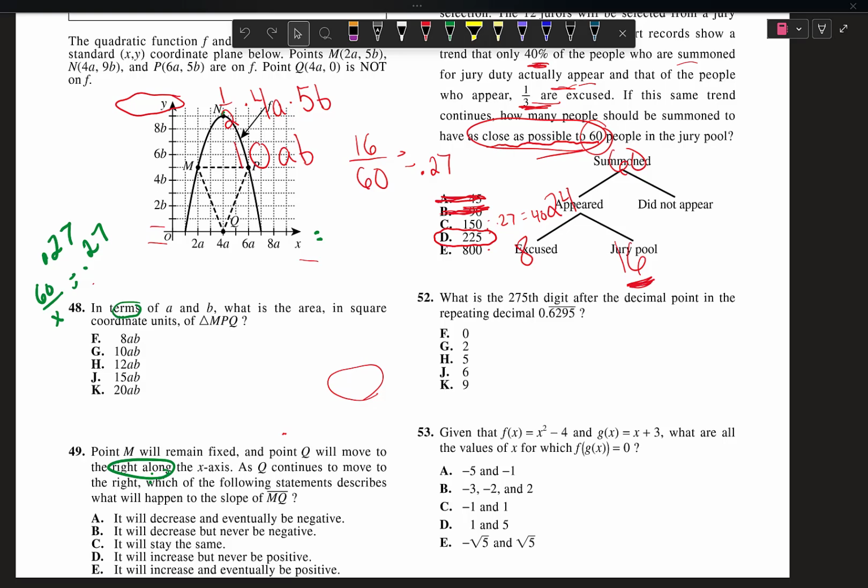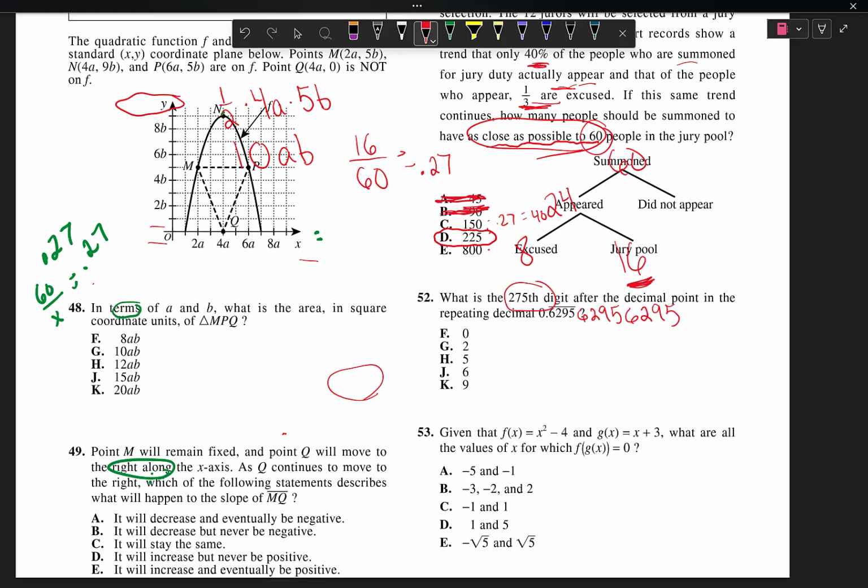All right, let's look at question 52. What is the 275th digit after the decimal point in the repeating decimal 0.6295? So this line over 0.6295 just means it's repeating those four numbers infinitely.